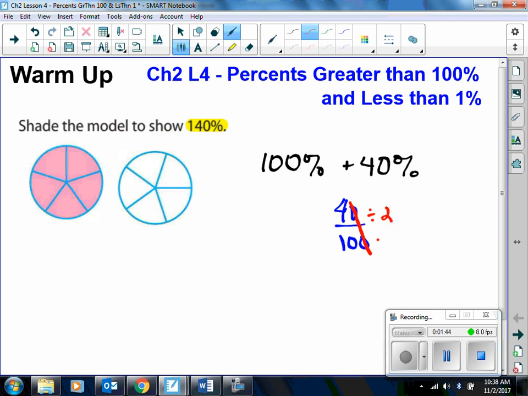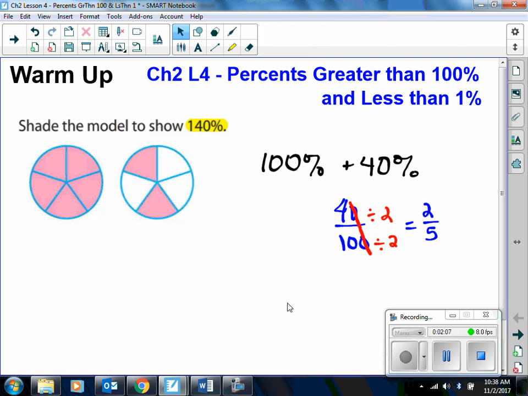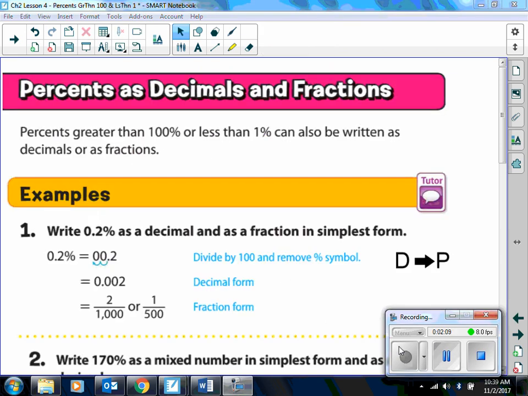Very good. So if I divide by 2 in the numerator and the denominator, this is going to give us 2/5. So 40% is 2/5. 5 represents the whole circle, right? 2 represents the part that is shaded. So how many pieces are we going to shade? 2 pieces.